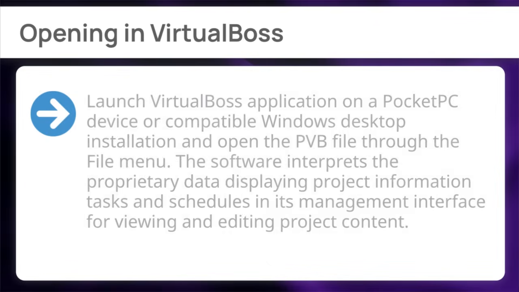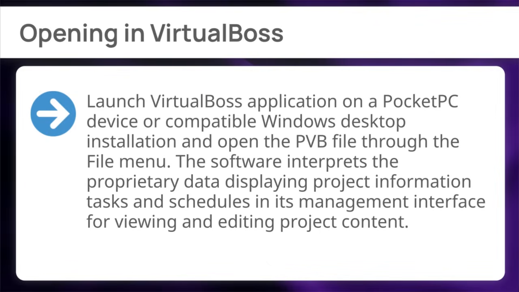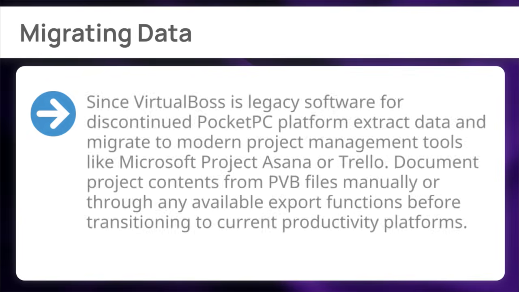First, opening in VirtualBoss. Launch the VirtualBoss application on a PocketPC device or compatible Windows desktop installation and open the PVB file through the File menu. The software interprets the proprietary data, displaying project information, tasks, and schedules in its management interface for viewing and editing project content.